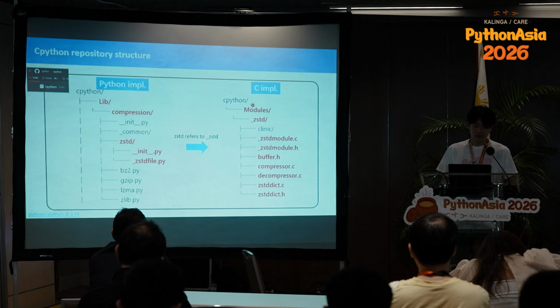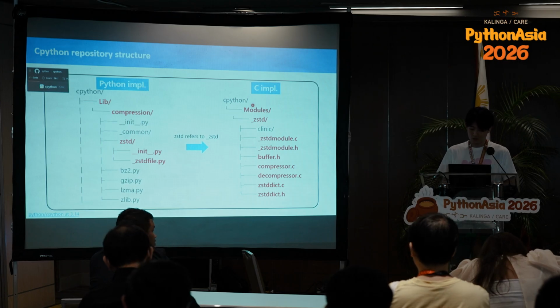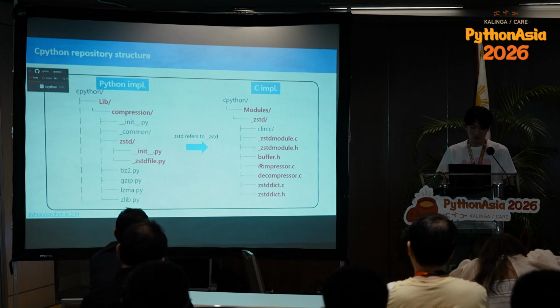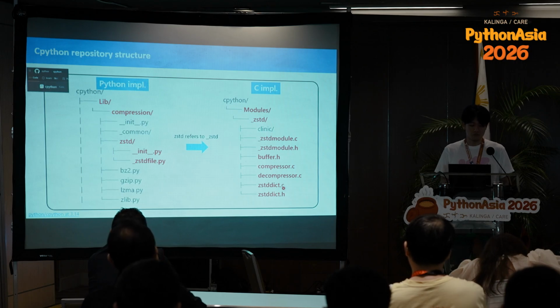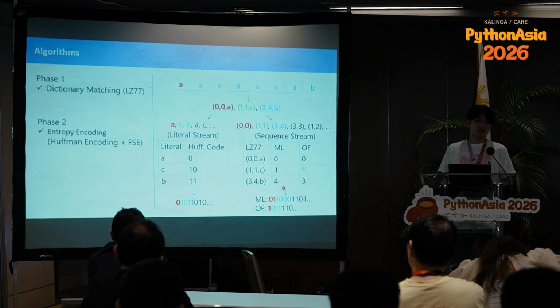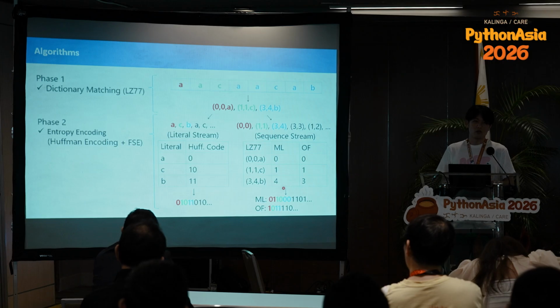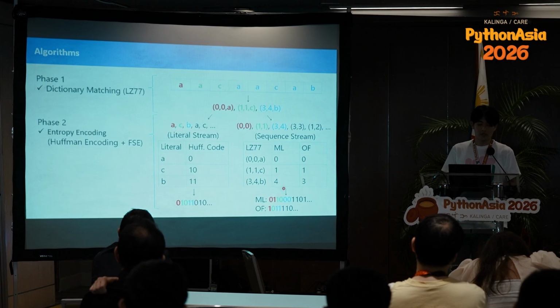_zstd is the core logic implemented in the C language. So under the C code, you can find the compressors and decompressors, the main logic of Zstandard. This is the overall CPython repository architecture. Now you can understand Zstandard gradually. In this slide, I will briefly explain how Zstandard works.